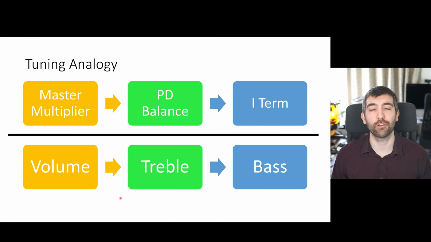The tuning process we're going to follow in this video is to start with the master multiplier. And this is similar to tuning the volume on a music track. You have to get the volume right, otherwise, no matter what you do with anything else, it's just not going to sound right. The tune isn't going to be good. So we need to get the right master multiplier and get that volume level correct. Then we're going to be looking at the PD balance, which is the high frequency quick response of the PID controller. So that's similar to the treble. And then we're going to move on to the I term, which is looking at the low frequency slow response of the flight controller, making sure that's correct. And that's like tuning the bass.